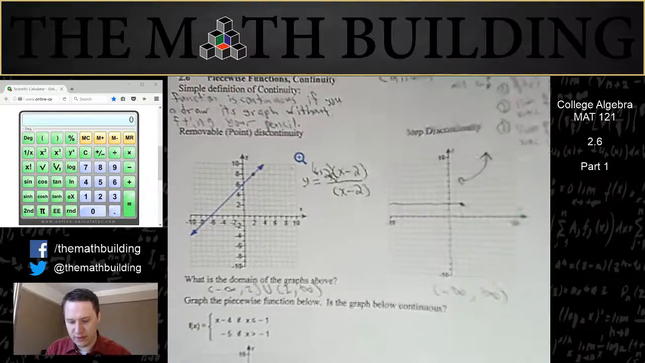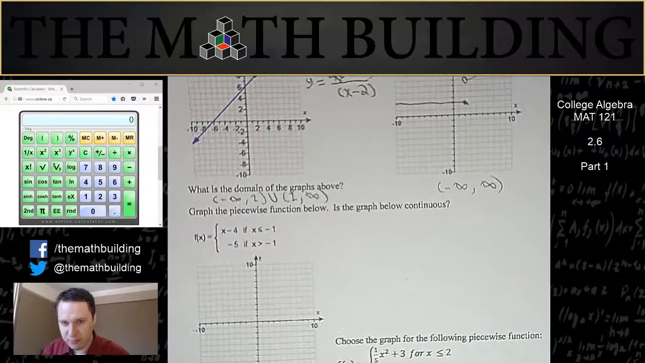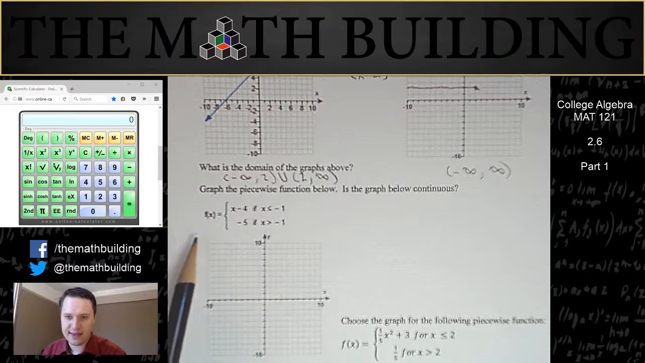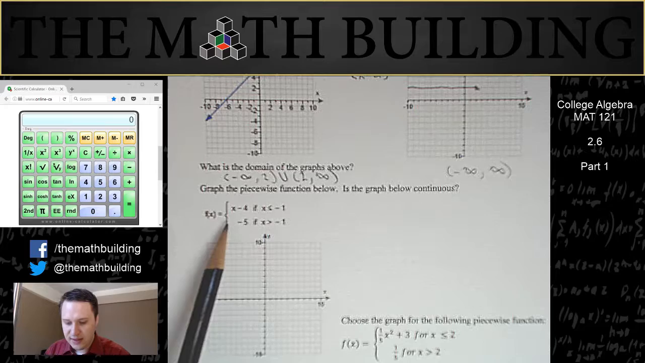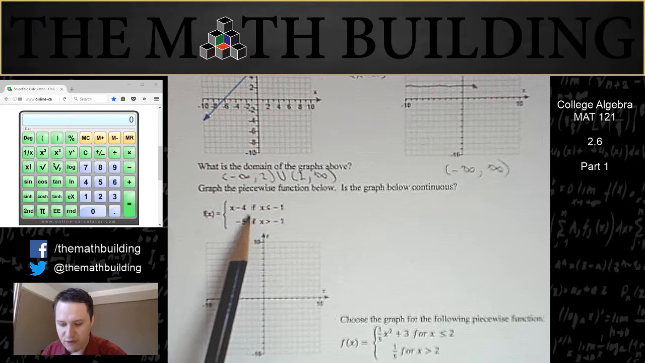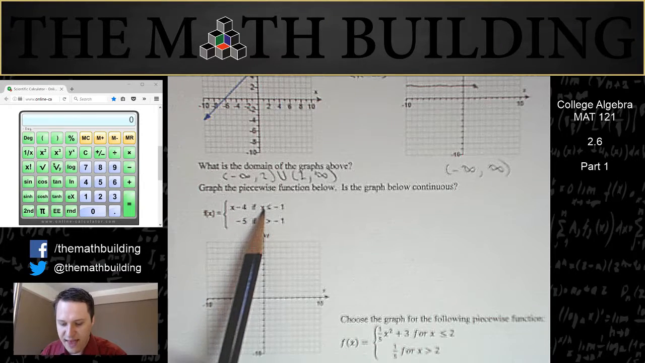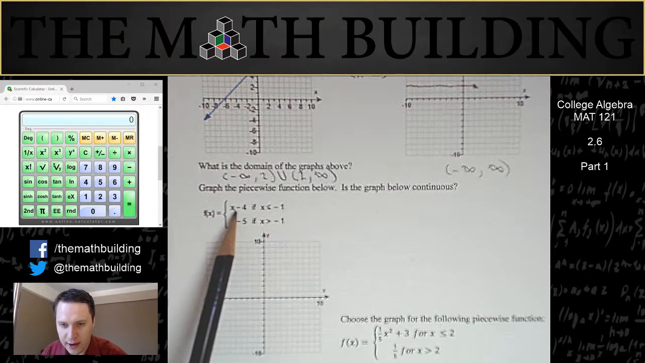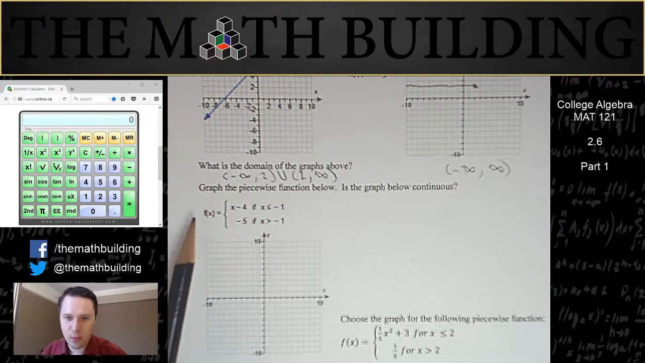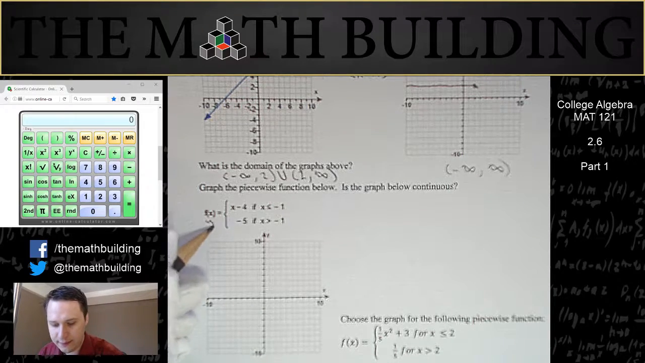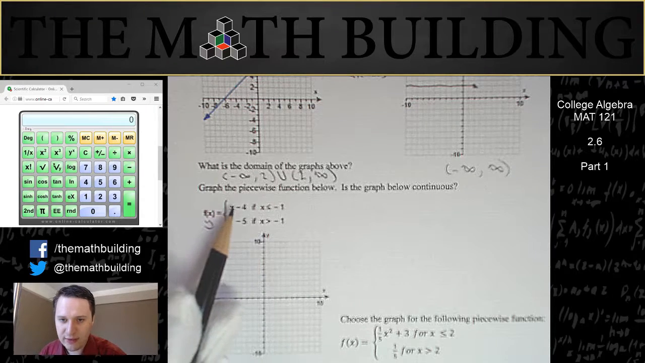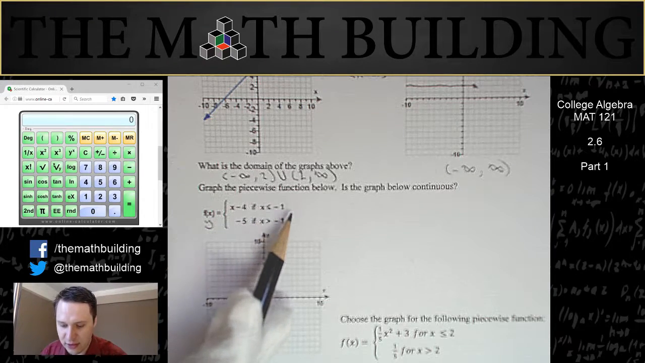Let's see if I can finish this page. Graph the piecewise function below. Is the graph continuous? So here's what a piecewise function looks like as an equation. And so you can see that you always have either an if or a for right here. So if x is less than or equal to -1, we're this graph. If x is bigger than -1, then that means y, remember f of x means y, equals -5 if x is bigger than -1, y equals x minus 4 if x is less than or equal to -1.